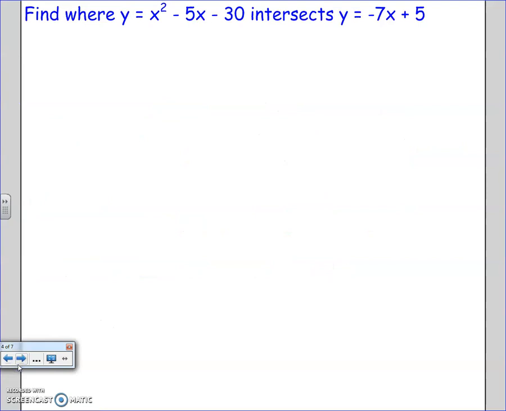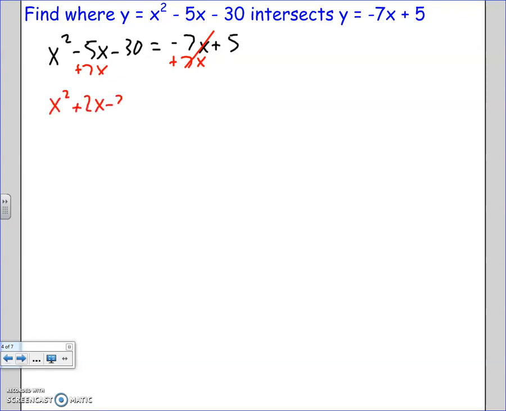So here's an example. Find where the quadratic y equals x squared minus 5x minus 30 intersects the linear line y equals negative 7x plus 5. Since they're both y equals, I'll set them equal to each other. The first equation equals the second equation. Because it's a quadratic, I need to get 0 on one side. I'm going to add 7x to both sides first. So I get x squared plus 2x minus 30 equals 5. I'm still not done. I move the 5 over by subtracting it. So x squared plus 2x minus 35 equals 0.